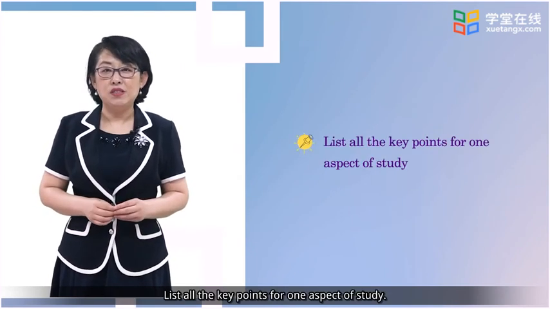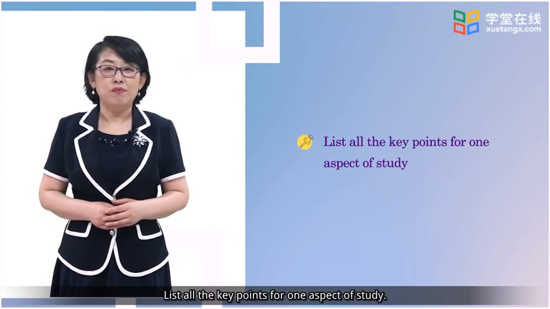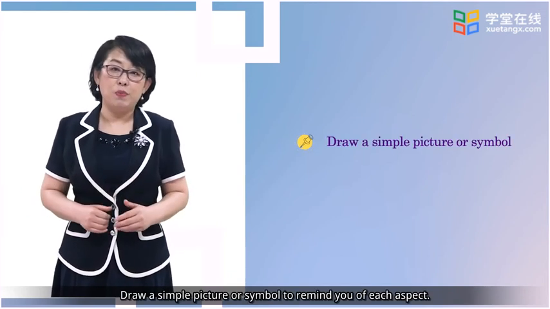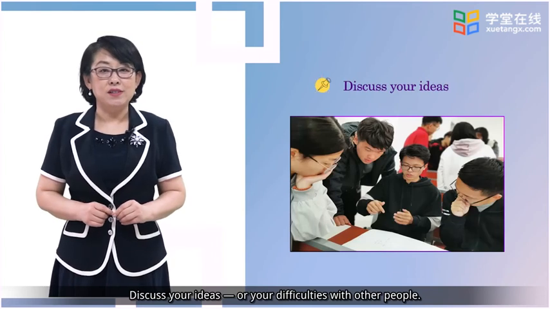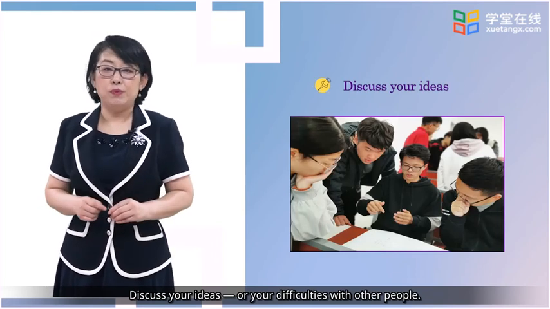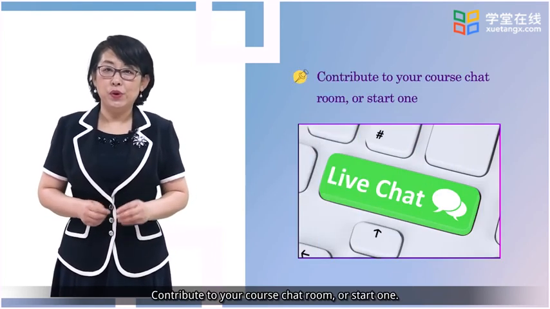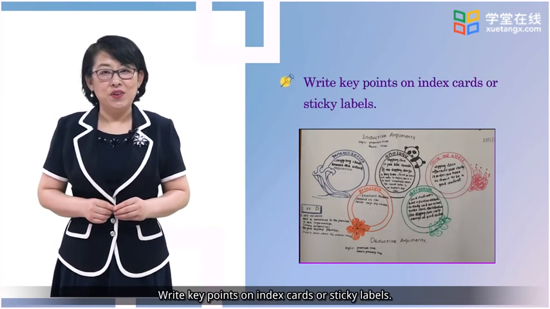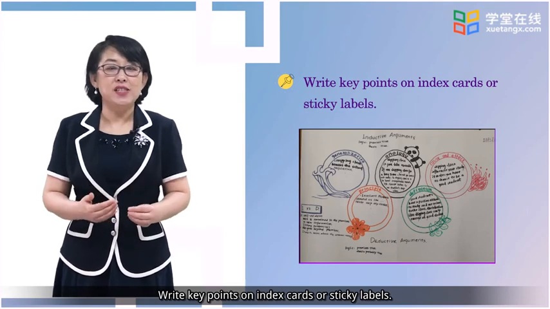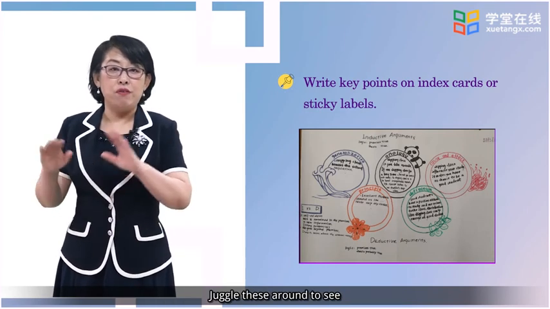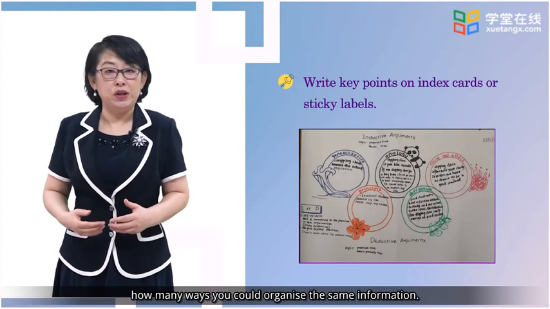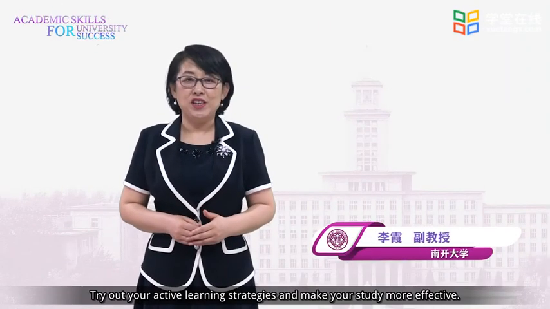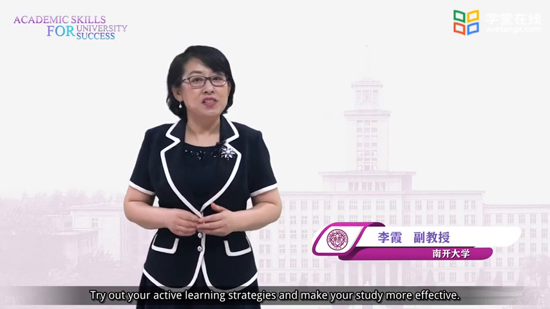List all the key points for one aspect of study. Draw a simple picture or symbol to remind you of each aspect. Discuss your ideas or your difficulties with other people. Contribute to your course chat room or start one. Write key points on index cards or sticky labels. Dangle these around to see how many ways you could organize the same information. Try out your active learning strategies and make your study more effective.